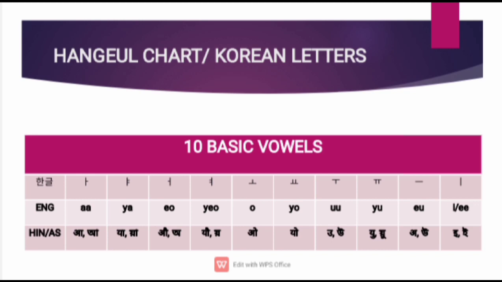So today we will learn the 10 basic vowels. This is the chart, as you can see on the screen, and the first row is the vowels in Korean in Hangul. So these are a, ya, o, yo, o, yo. There's a difference. The first one was o, yo, and the second one is o and yo. So there's a difference in pronunciation.